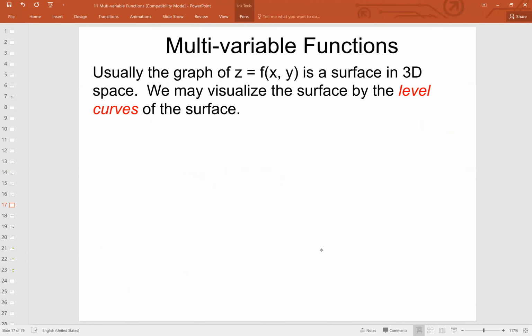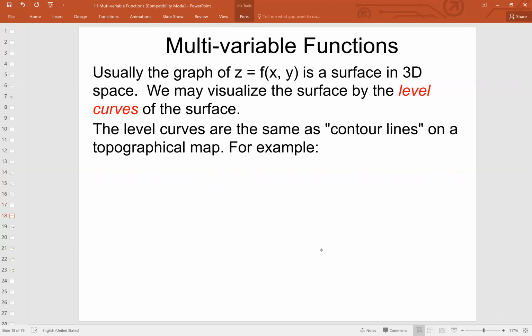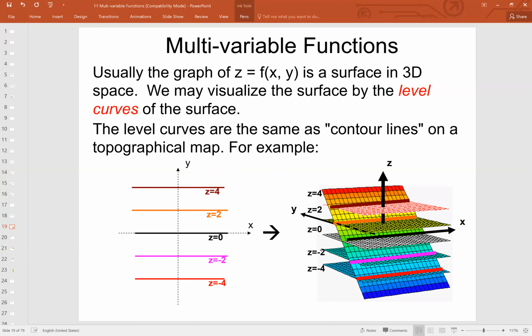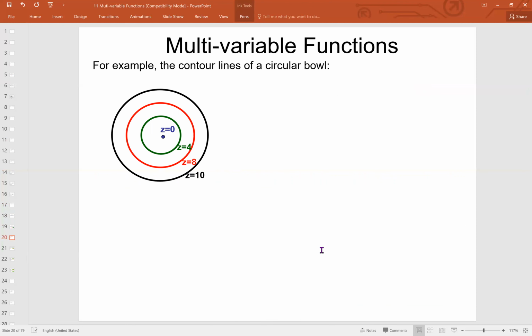To see the graph of two-variable functions, we did that before when we talked about level surfaces. That is, we assign different numbers to z, then we see the contour lines. Here are examples of contour lines for a plane, and this is another example of contour lines.